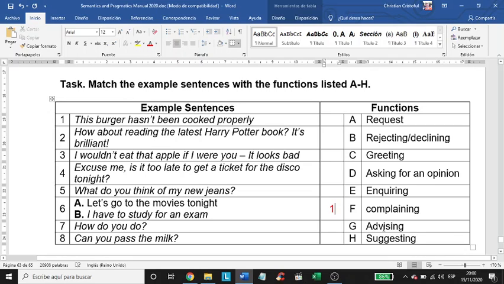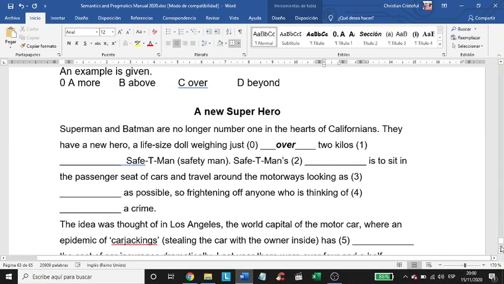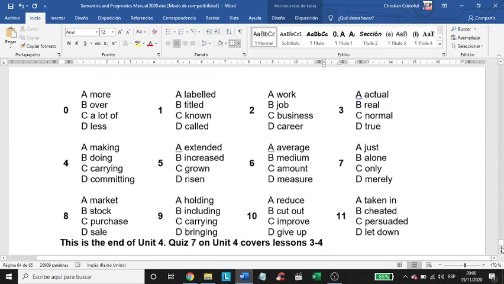Number two, how about reading the latest Harry Potter book? It's brilliant. Oh, they are using this expression. How about doing something? So that would be a suggestion. That's number two. And do it like this, okay? And if you have questions, let me know. Of course, you have the use of English here.